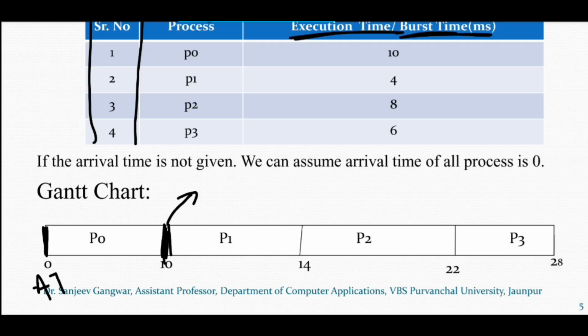After 10 the CPU will be free, then P1 will enter and be executed. P1 will be executed for 4 seconds, so 10 to 14, and P1 also terminates. Then P2 enters and works for 8, 14 plus 8 is 22 seconds, then P2 also terminates. Then P3 enters execution at 22 and after 6 seconds it terminates, 22 plus 6 is 28. At 28 seconds P3 also terminates. This is our Gantt chart.